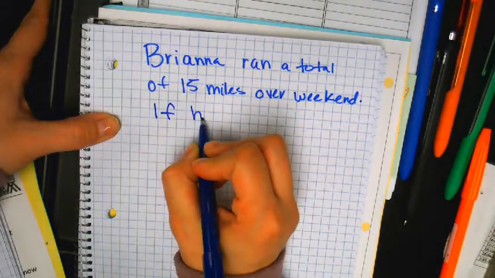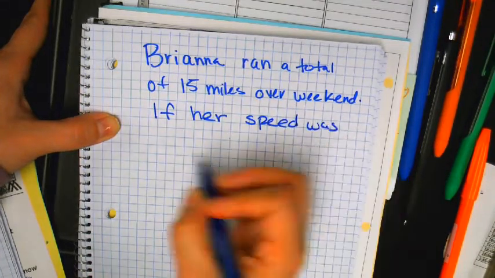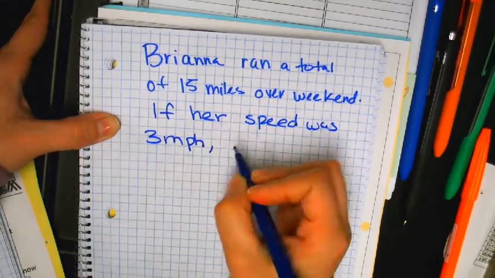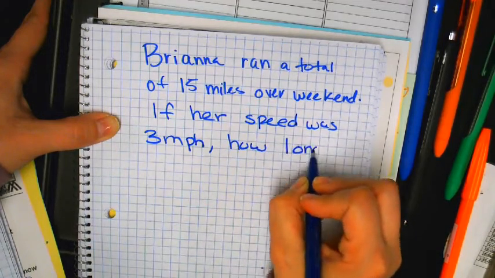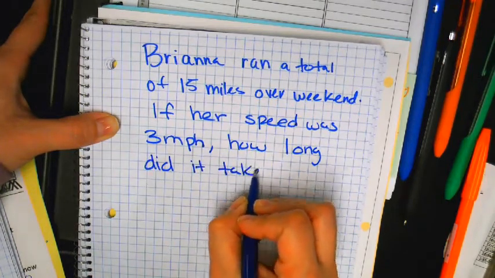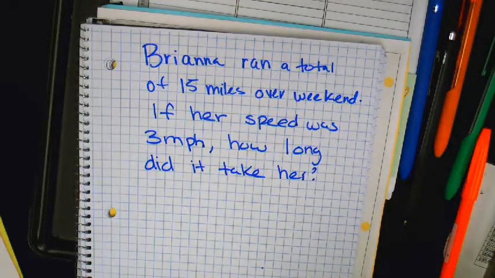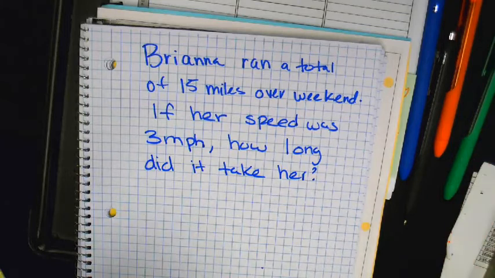If her average speed was 3 miles per hour, how long did it take her? Question mark. All right. What are we solving for? And how do you know? Time. How do you know?